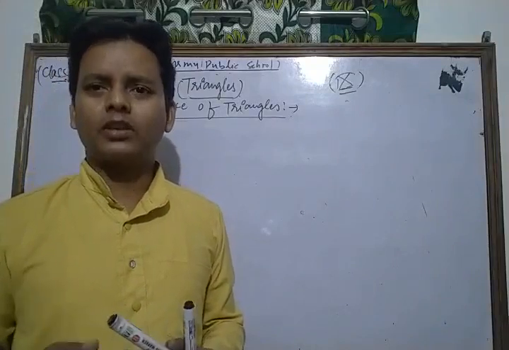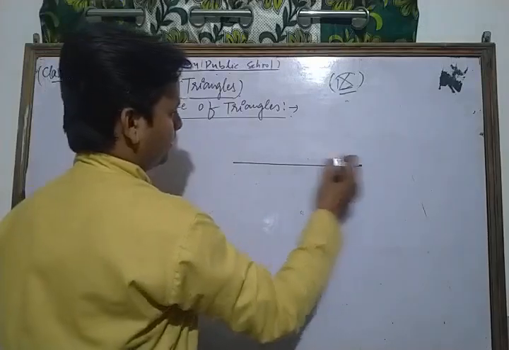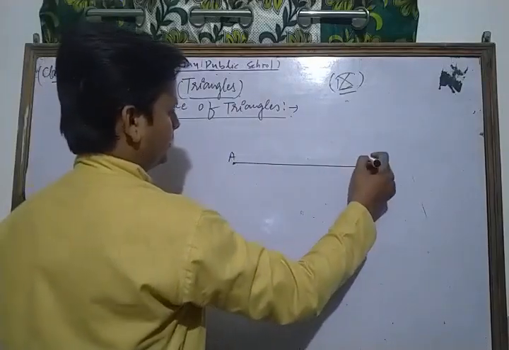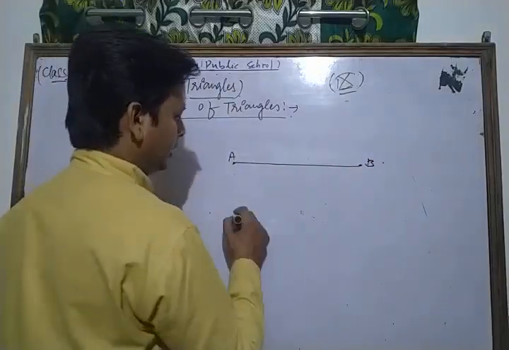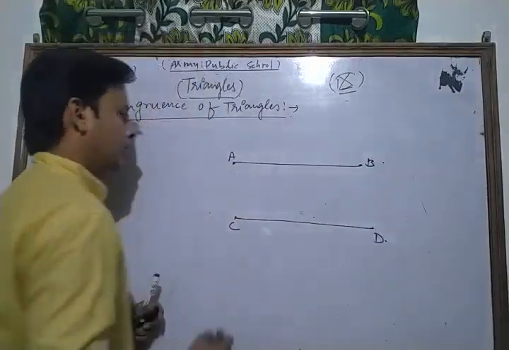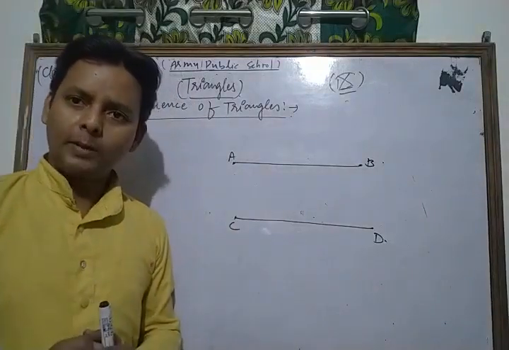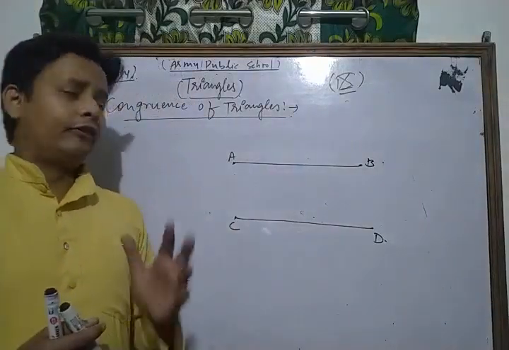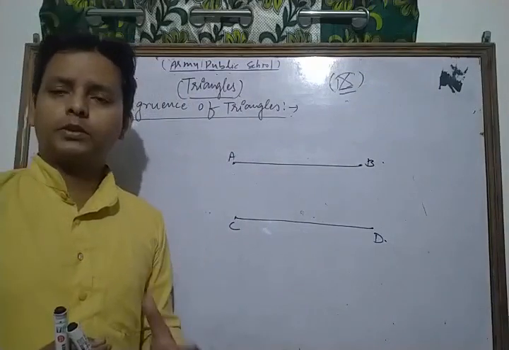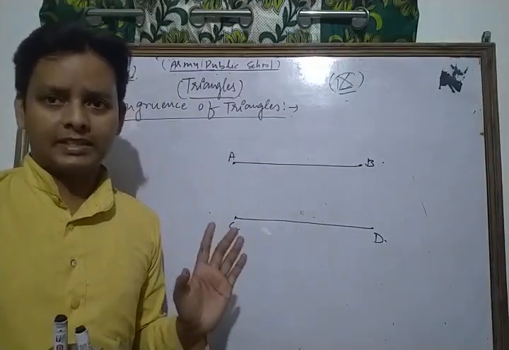two line segments. Suppose that we have two line segments, AB and another one, CD. Here we have two line segments AB and CD. Okay, let us clear the concept of congruent figures. What is the congruency of line segments?